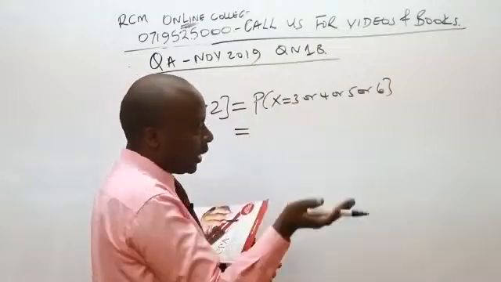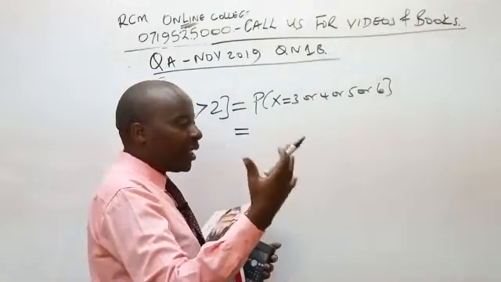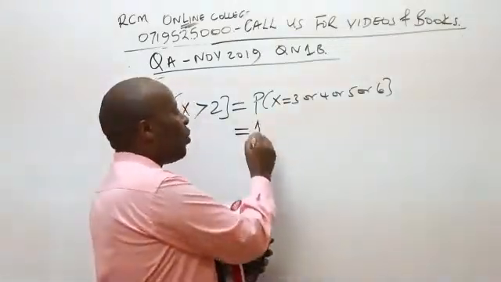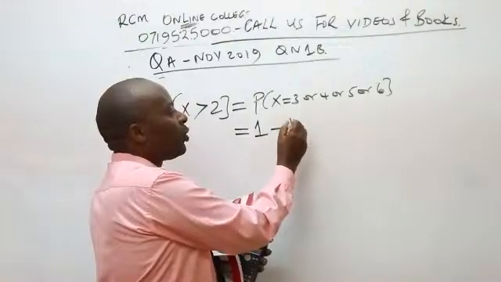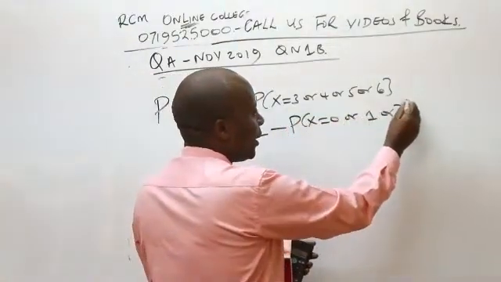This could be too many at times. It's important for you to understand that complementary means to complete. So events to complete, so it will be 1 minus the missing events, which basically will be probability of x being equal to 0 or 1 or 2.